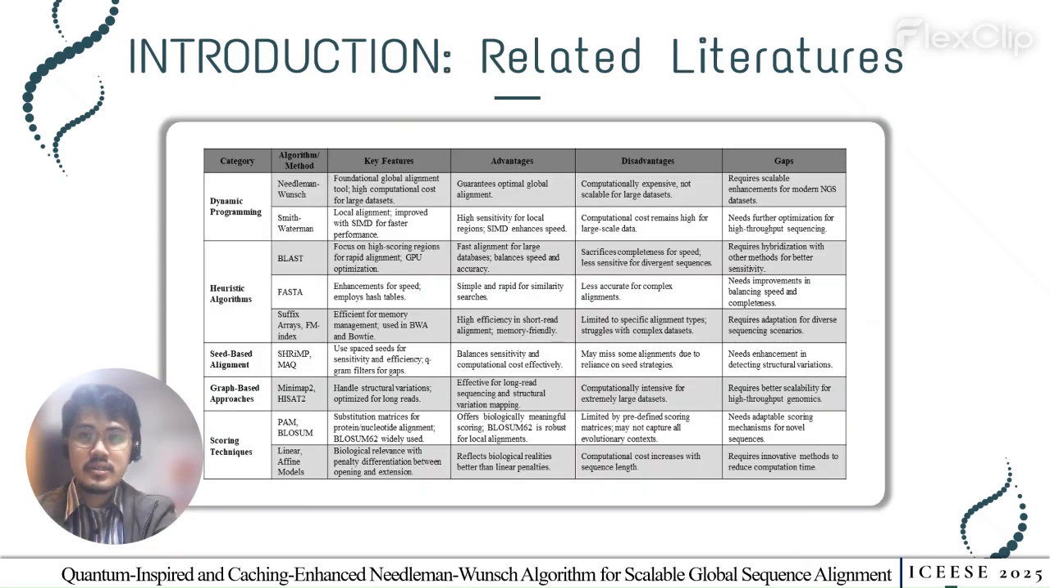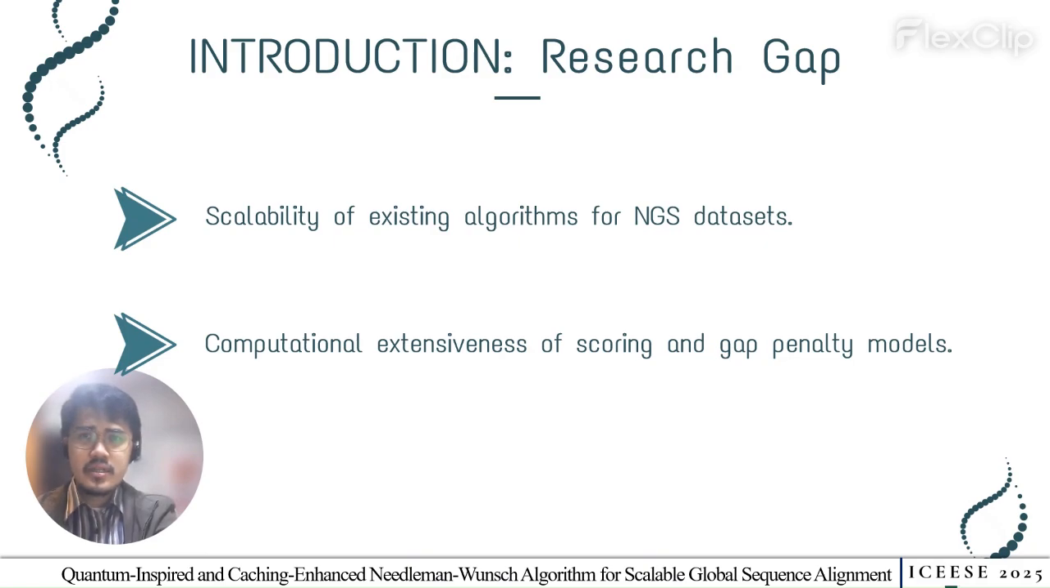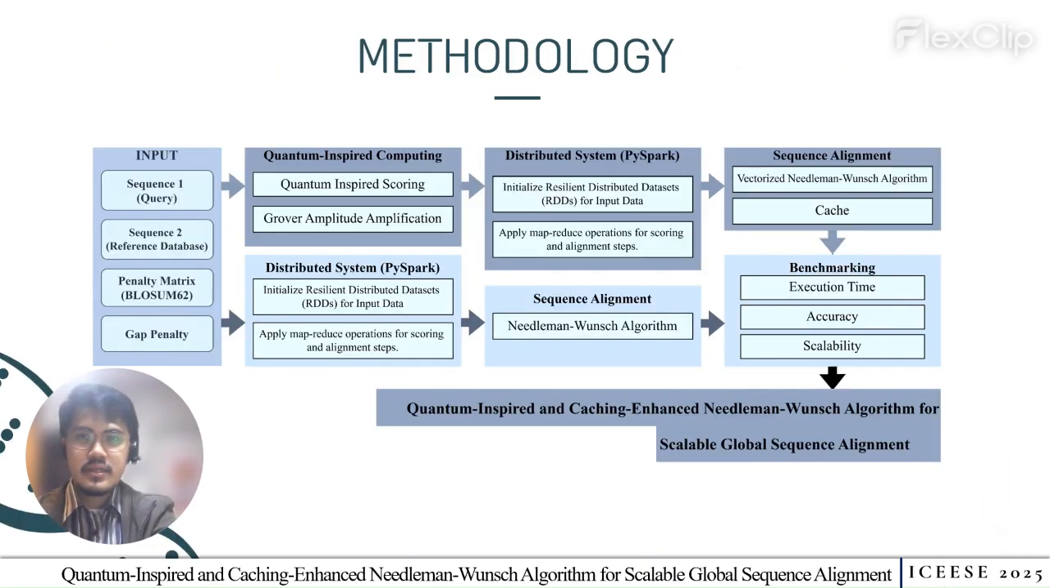Prior work on enhancing Needleman-Wunsch includes techniques such as using affine gap penalties, heuristic algorithms, seed-based alignment, graph-based approaches, and even GPU acceleration. This research identifies two major bottlenecks: limited scalability of alignment algorithms when applied to large genomic sequences, and repeated computations of match and mismatch scores for identical character pairs.